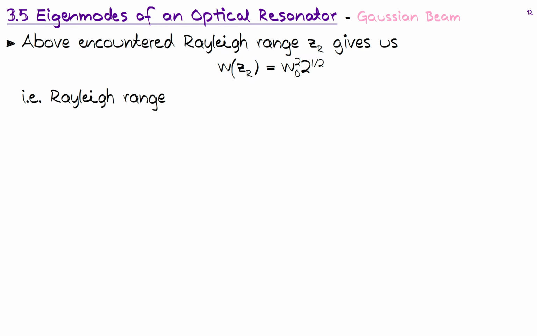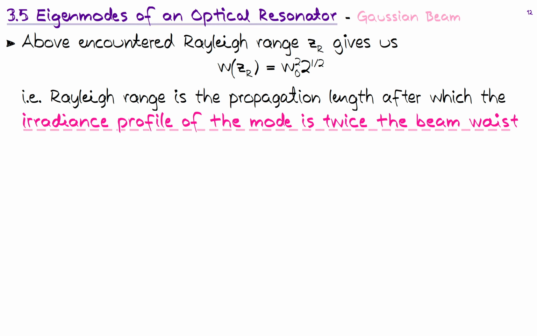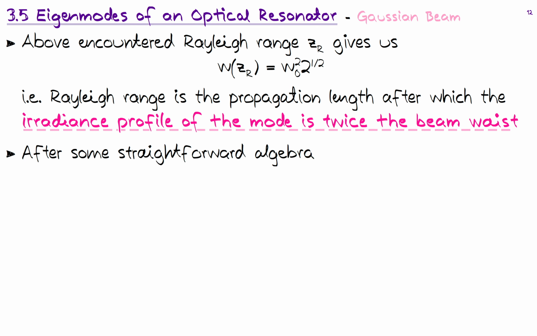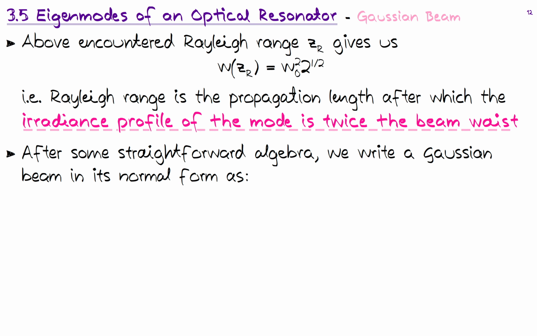So another way of saying Rayleigh range is the propagation length after which the irradiance profile of the mode is twice the beam waist. So that's how we define the Rayleigh range. And now, after some straightforward but tedious algebra, we can write the Gaussian beam in its formal form, in a way that the fundamental Gaussian beam looks something like this.